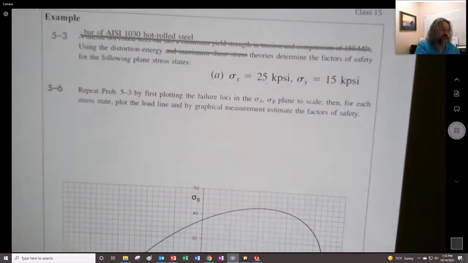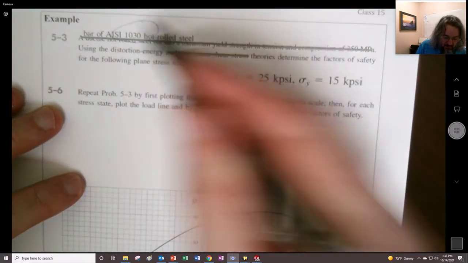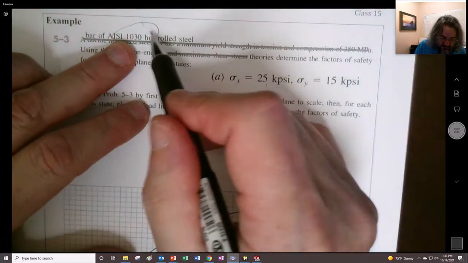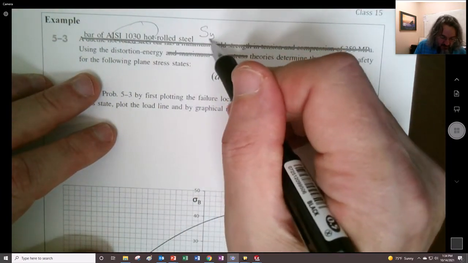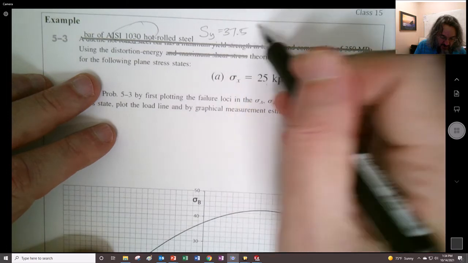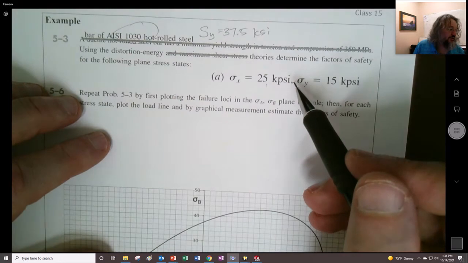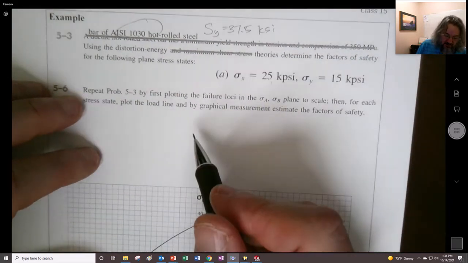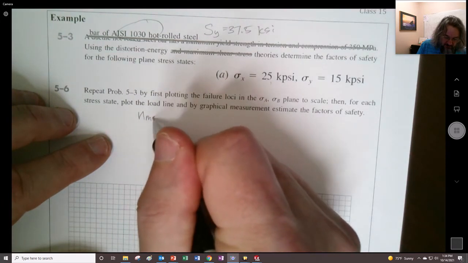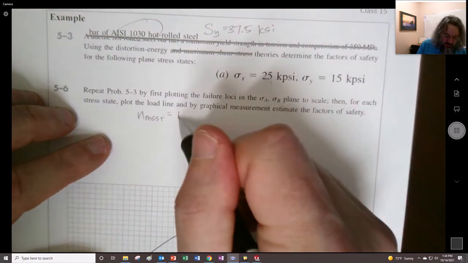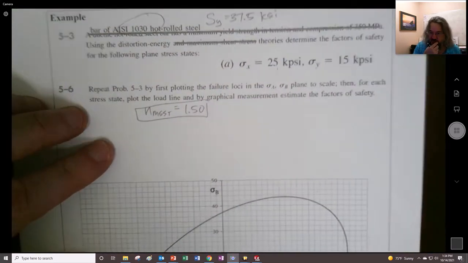And in this setup, this strength, we looked that up and we found that it was 37.5 KSI. And then I think for maximum shear stress theory, what we found is we got 1.5 from the previous video doing this example.